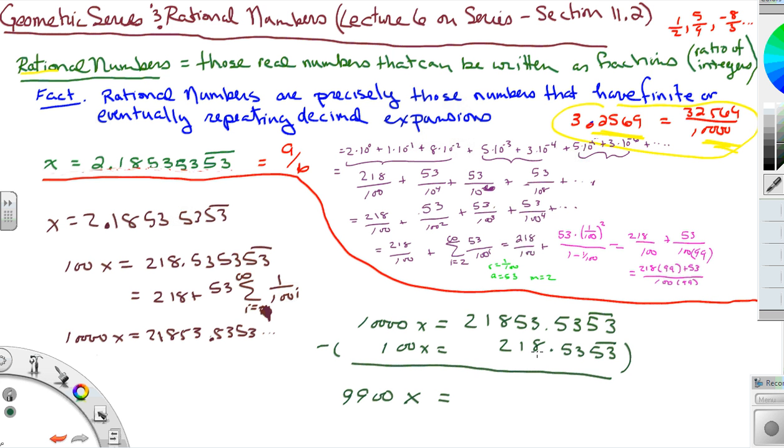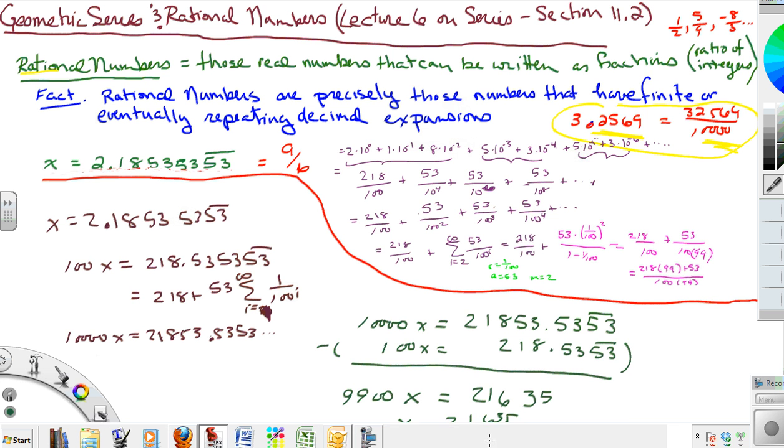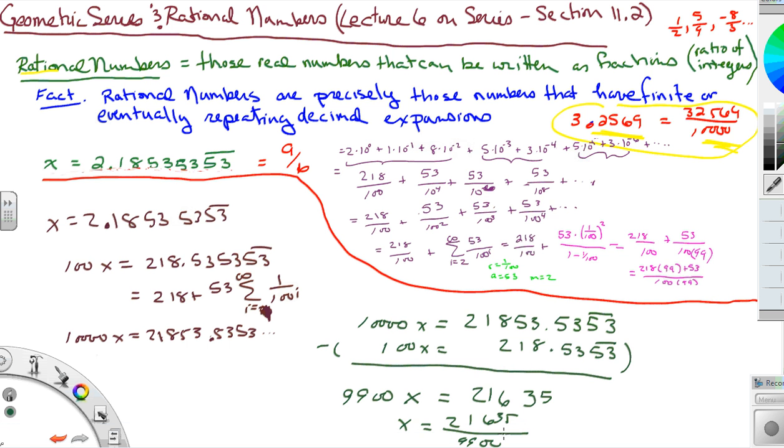So now when I do the subtraction, 3 minus 8 is 5, 4 minus 1 is 3, and so on, and I get x is equal to 21,635 over 9900. And you should check that this ends up being the same thing.